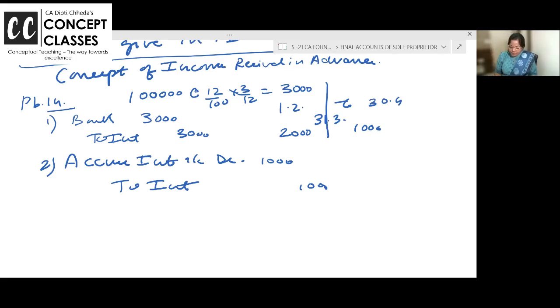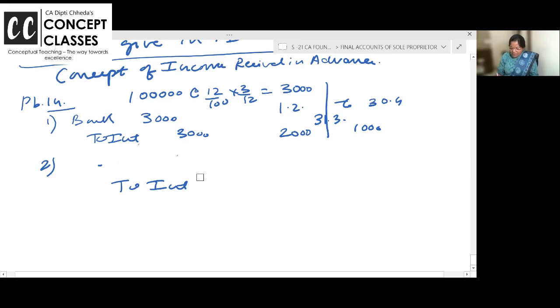ठीक है? Bank to interest is received 3,000. Then you're saying, no, ma'am, out of 3,000, only 2,000 is this year's. So reduce the interest. Arey, I passed accrued interest entry. Really sorry. 1 minute. This is income received in advance. So interest account, you will debit 1,000.